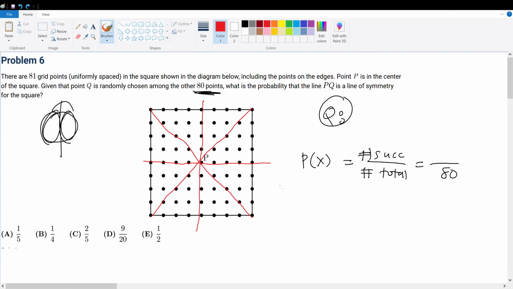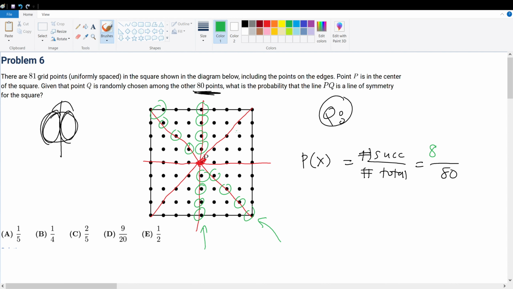So how many of such points are there? Well, we cannot include P. So how many other points are there? I'll do it in green. For this vertical line right here, we have 1, 2, 3, 4, 5, 6, 7, 8. And what about for this line? Well, we have 1, 2, 3, 4, 5, 6, 7, 8. Wait a minute, we have 8 points per every line.